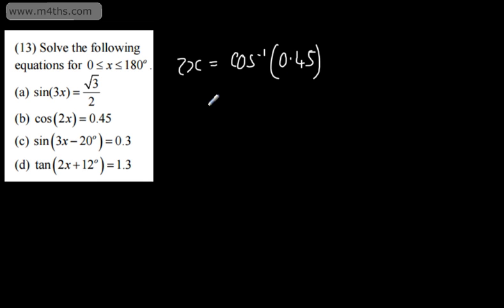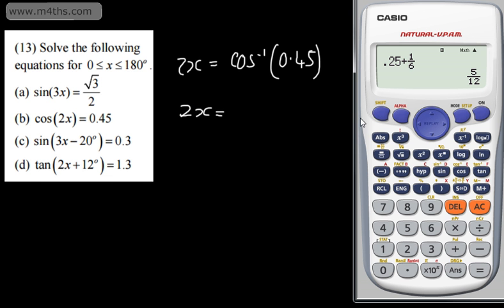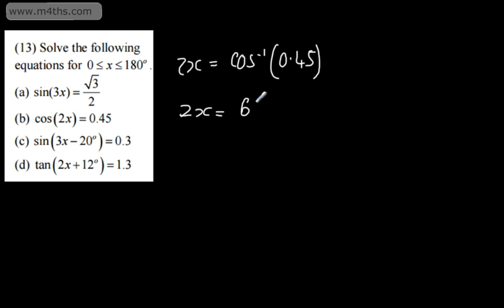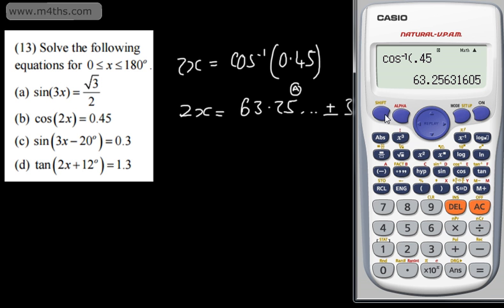So what we're going to do is write that 2x is going to be equal to, we're working in degrees, so shift mode 3, and we'll do now inverse cosine of 0.45. That gives me 63.25 and so on and so forth, plus or minus multiples of 360 degrees. At this stage, I'm just going to put a little A here, and I'm going to store that in the calculator. So I'm going to say shift store A.